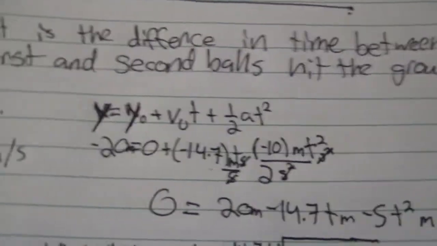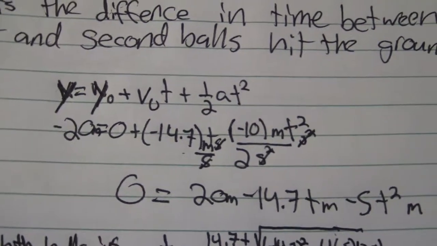ball hitting the ground? This means that we can plug in our values into the equation y equals y0 plus v0t plus 1 half at squared. What, you don't know that equation? Here it is. Okay, we start with the fundamental equations.